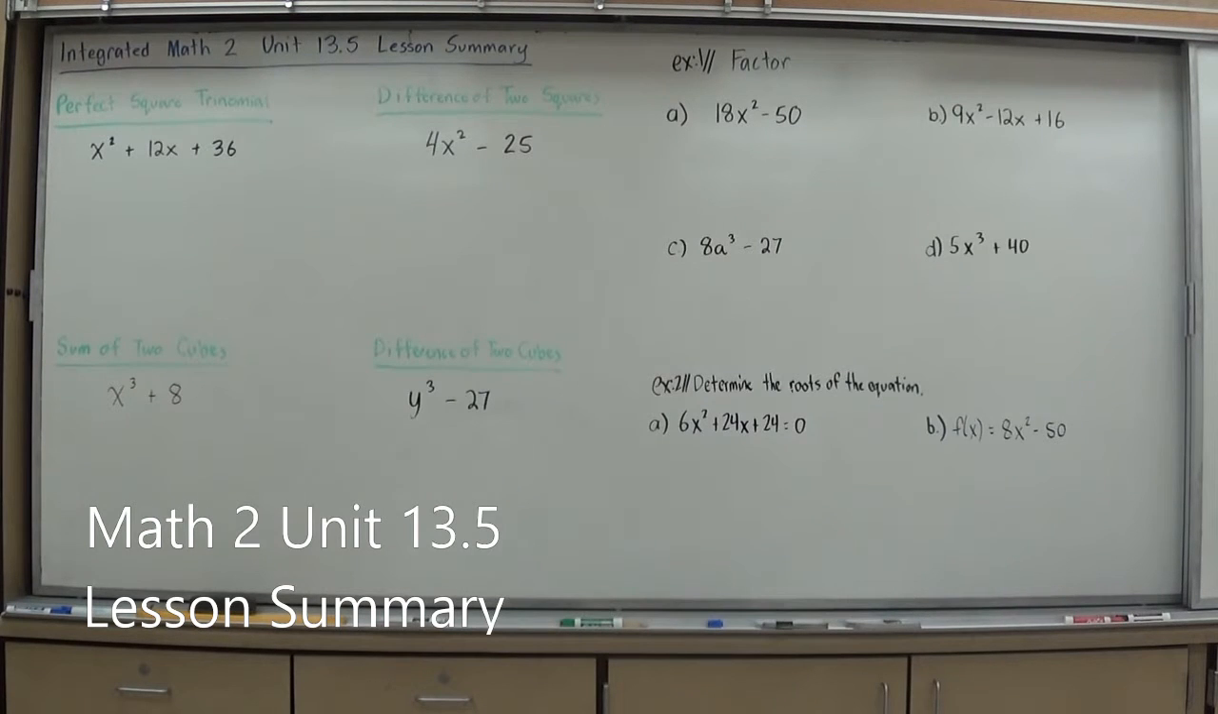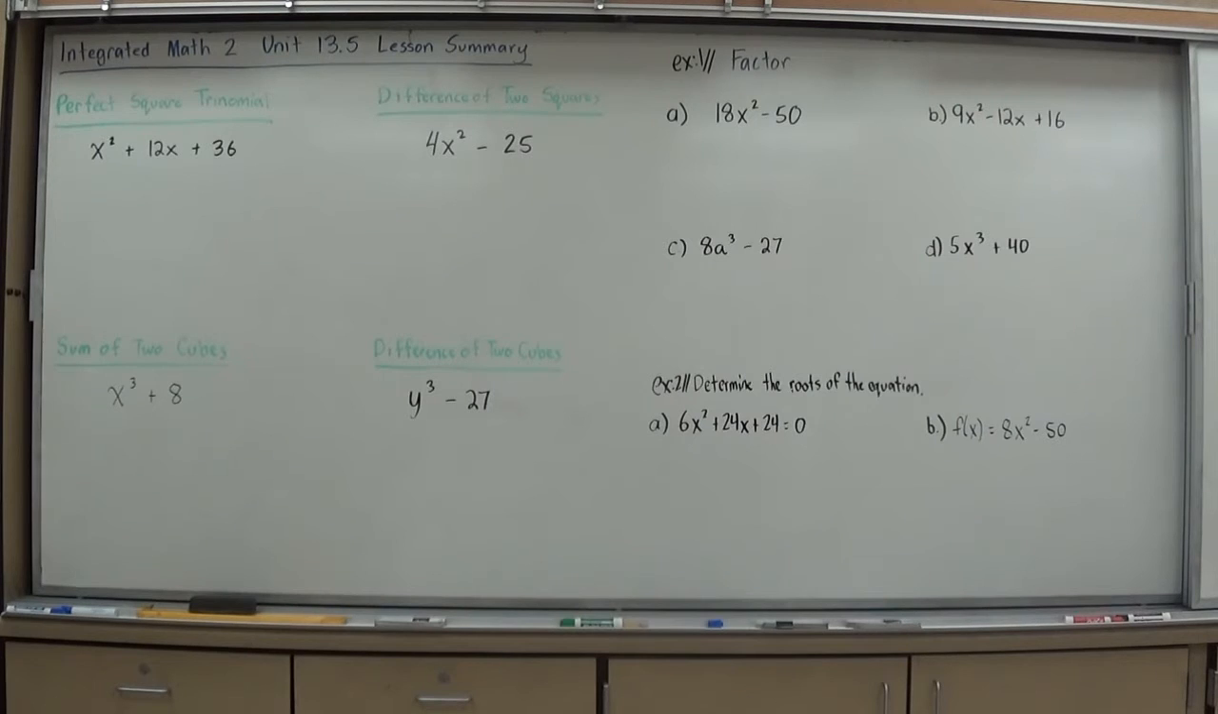Here in 13.5, we're going to return to factoring, which we first introduced in Unit 13.3. And we're going to take a look at a couple special products, special factoring methods that we can use when we have particular polynomials. So here are the four that we're going to take a look at that have some special cases for factoring. The first one is called the perfect square trinomial.